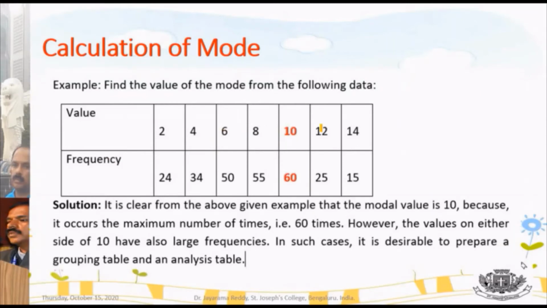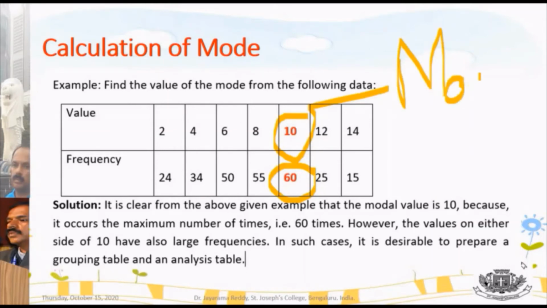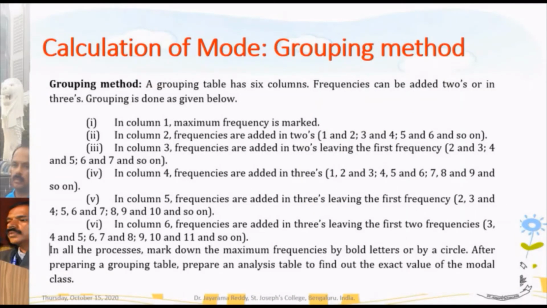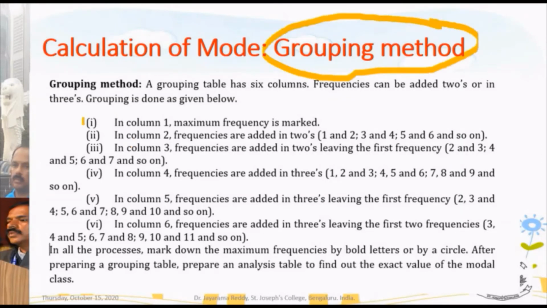For calculation of mode, we have to put the data observations in tables, values and frequencies. Wherever the frequency is highest, that is considered as the mode. So in this table you can see the observation 10 has 60 frequency, that is the mode. And the mode can be calculated by one more method called the grouping method.